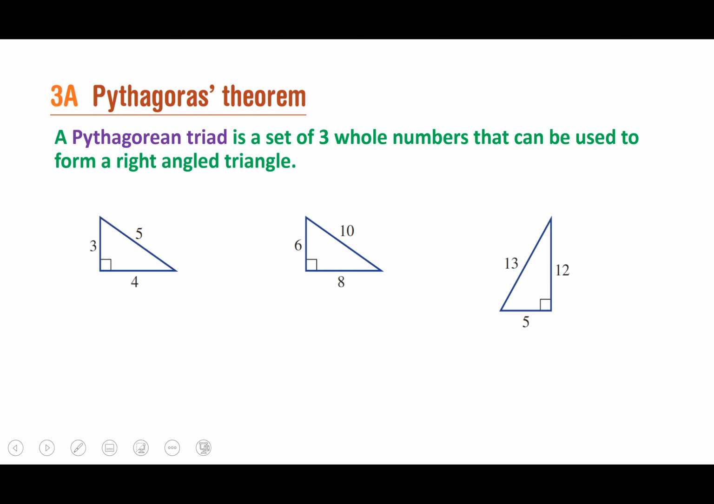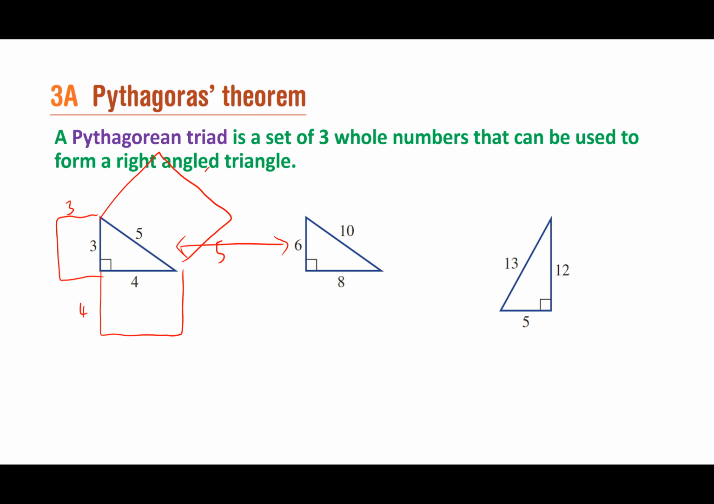Okay. So a Pythagorean triad is a set of 3 numbers that can be used to form a right angle triangle. So we've got 3, 4, 5; 6, 8, 10; and 5, 12, 13. You notice between the first two that they're just double the sizes of the triangles. Basically, if we were to make a square on each side of these, this one is 3 by 3, this one is 4 by 4, and this one is 5 by 5.